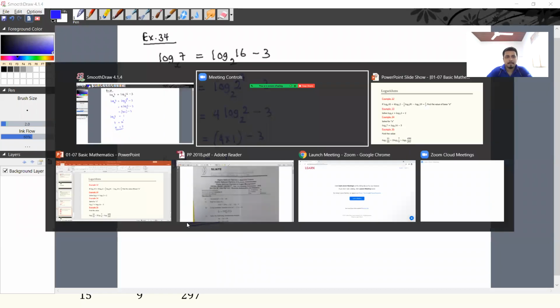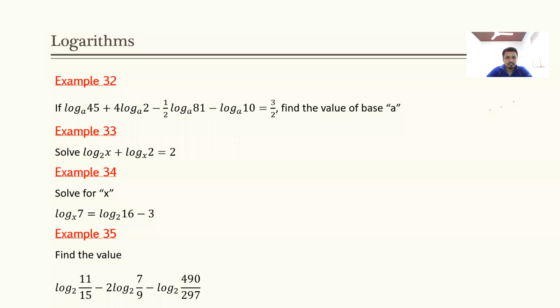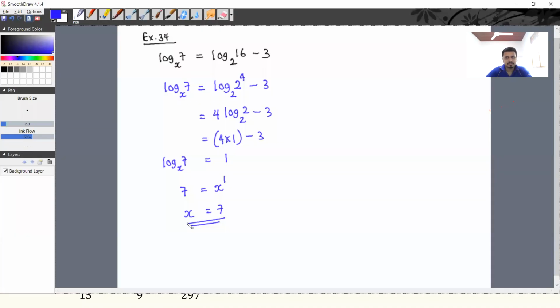Right. Last one, example number 35. This is easy. Example number 31 and 35 look similar. I will directly take it here. Example number 35.